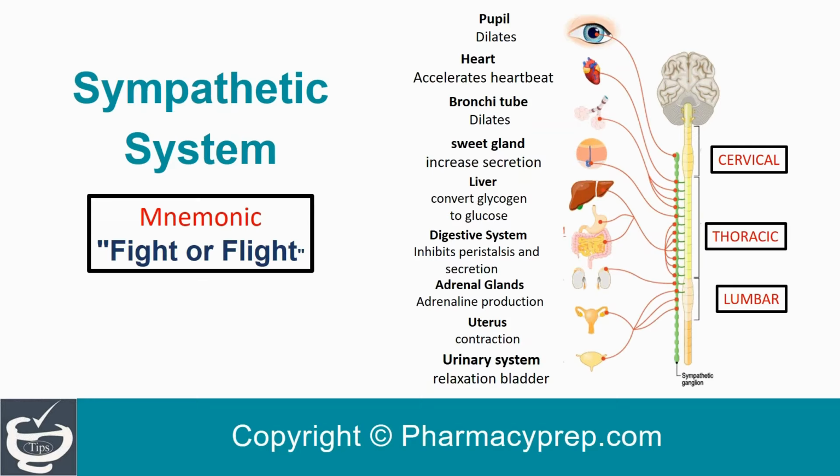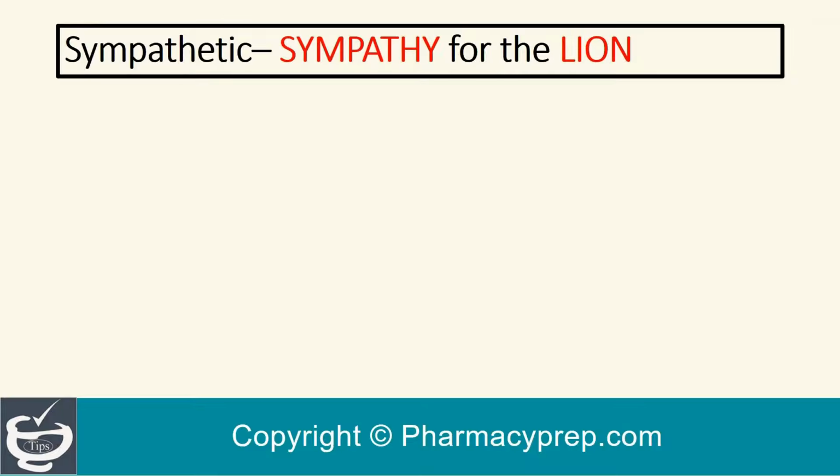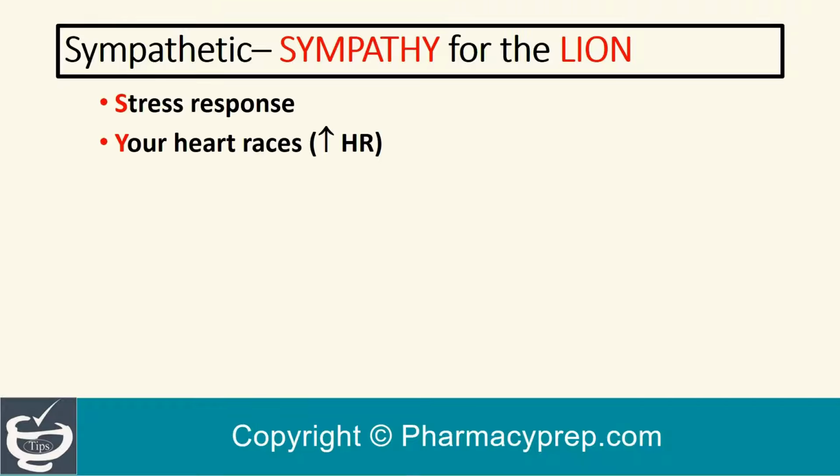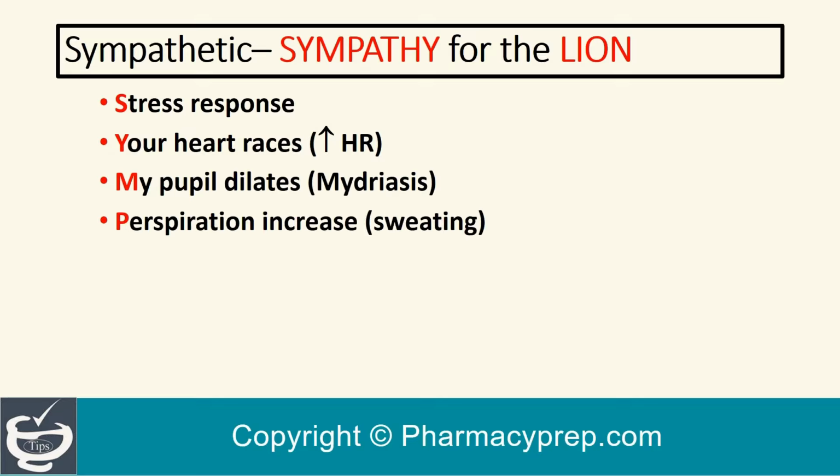What exactly that means is the sympathetic nervous system. Here is another mnemonic, sympathy for the lion. That means the sympathetic nervous system is activated or acts when we experience any stress response. As a result of the sympathetic activity, heart rate increases, the heart races, and also mydriasis or pupil dilation. And then P, perspiration or sweating.